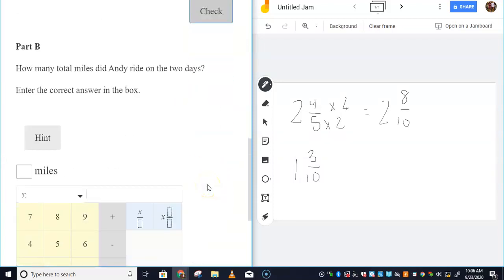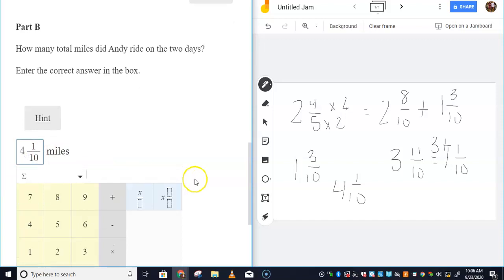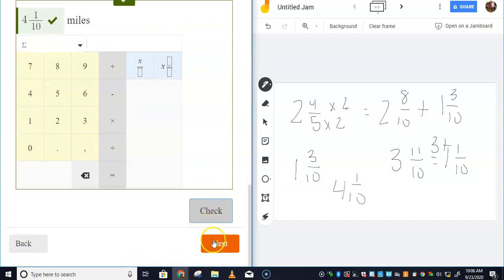Then down here, we're going to add them together. So I have 2 and 8 tenths plus 1 and 3 tenths. I get 3, 8, 9, 10, 11 over 10. 11 over 10 is going to be 1 and 1 tenth. Then I need to add the 3 to it, so I get 4 and 1 tenth. Next.